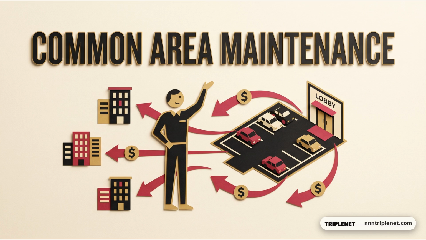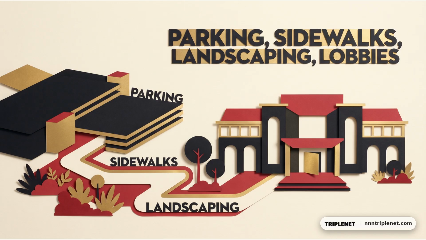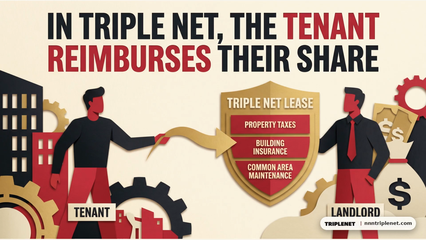What is common area maintenance, or CAM? It's the cost of running the shared parts of a property, passed through to the tenants. Think about a shopping center or office building. There are parking lots, sidewalks, landscaping, lighting, and lobbies. None of that maintains itself. CAM covers things like snow removal, parking lot repair, security, and cleaning the common areas.